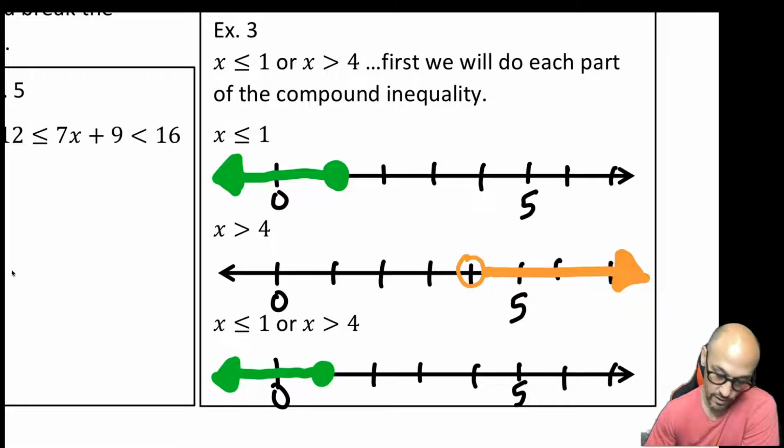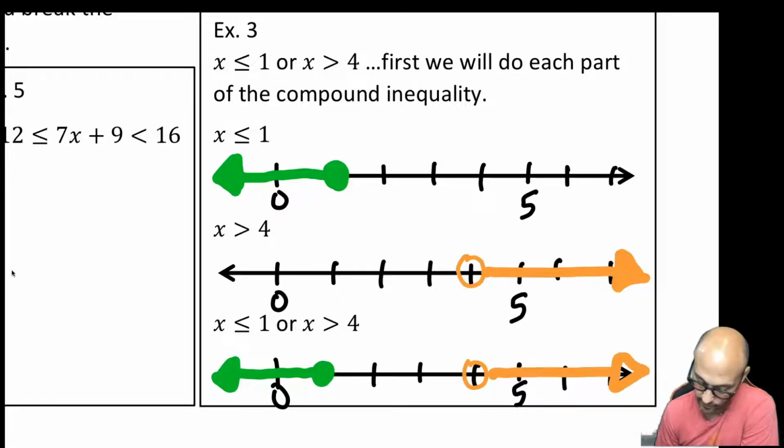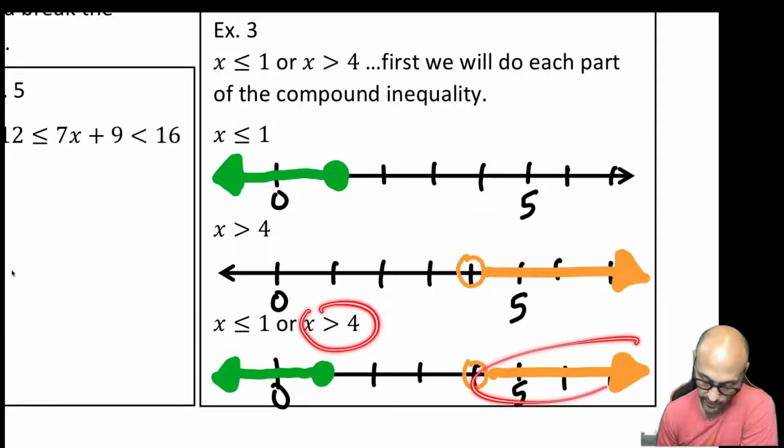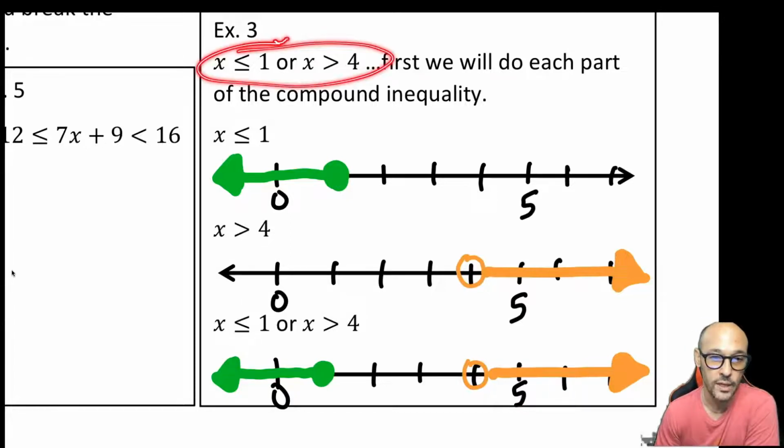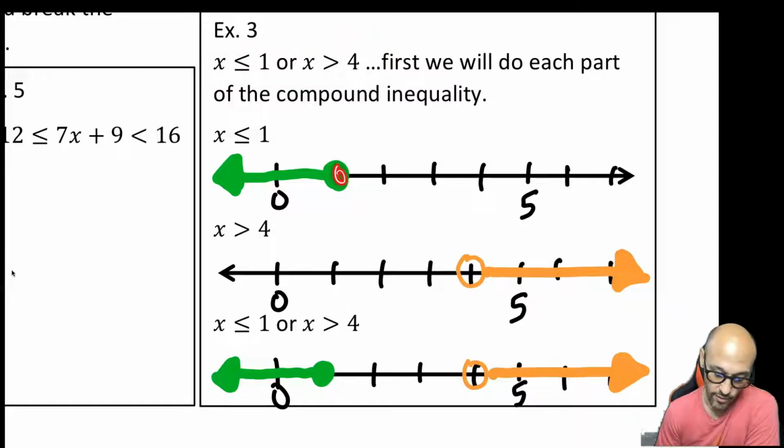And what you should notice about this situation is that there is no way for these two things to be true at the same time. This couldn't be true and also have this be true. They're not overlapping anywhere. So that's why the disjunction, the entire compound statement, is true if either this is true or this is true. And we can put them on a single graph like that.